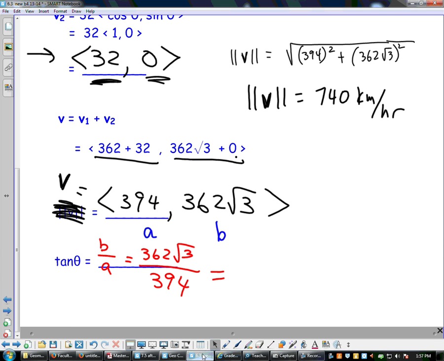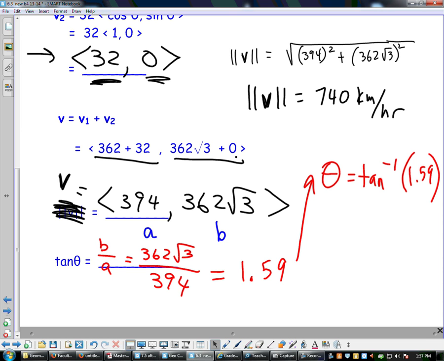What'd you get for tangent of theta? 1.59. Do people agree? All right, and that would be the tangent of theta. So you know that means we need to say theta equals tangent inverse of 1.59. True? So theta is equal to what? 1.01. Okay, and that's in radians. So what is that in degrees?